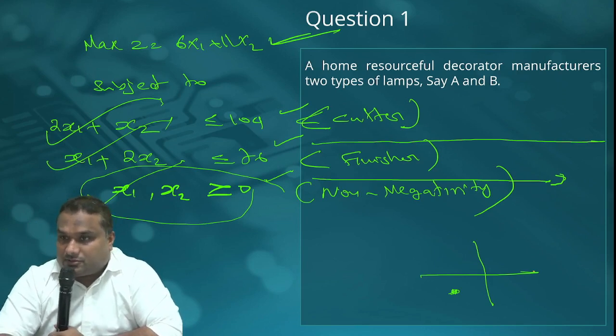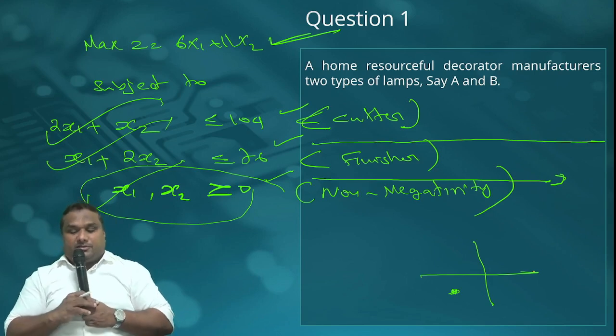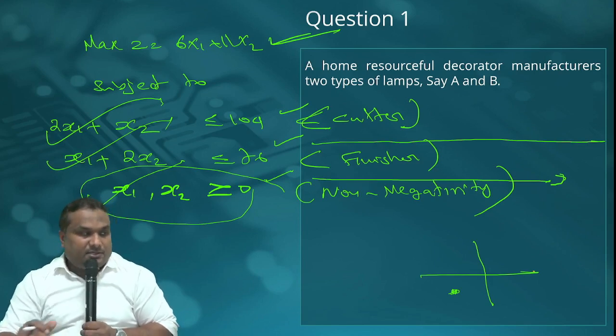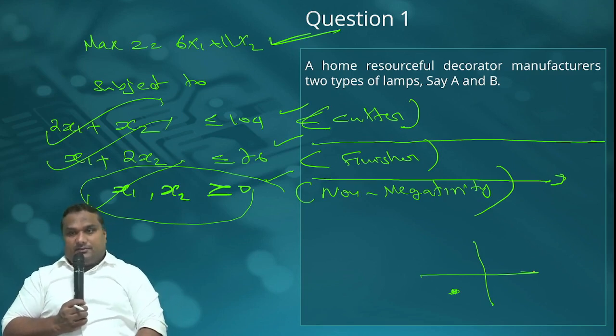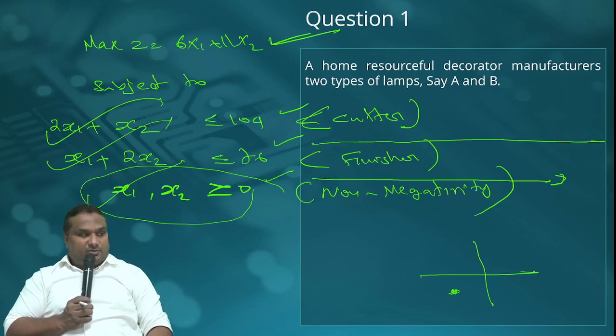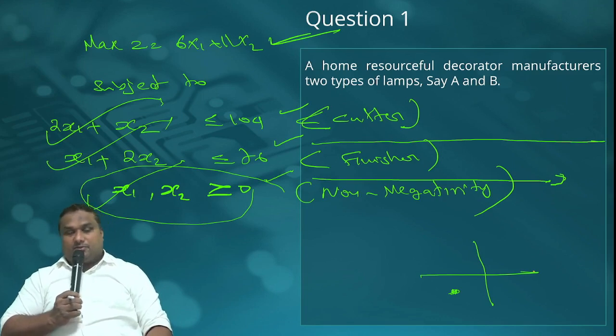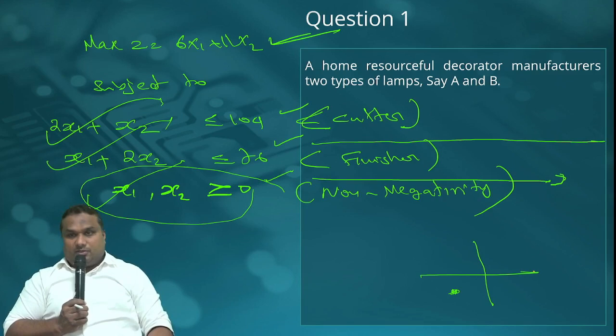Have you written this? Write down. Now write down. The objective function is maximize z is equal to 6x1 plus 11x2, subject to 2x1 plus x2 less than or equal to 104.